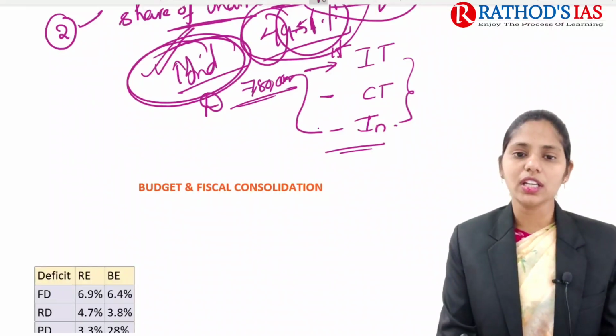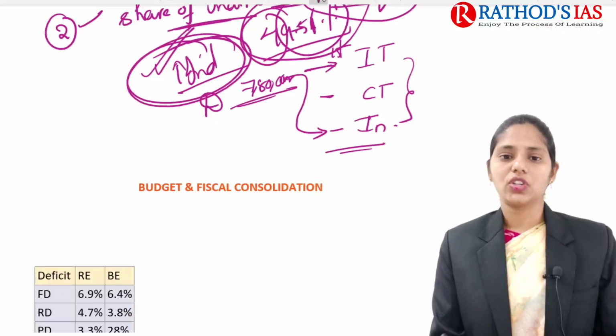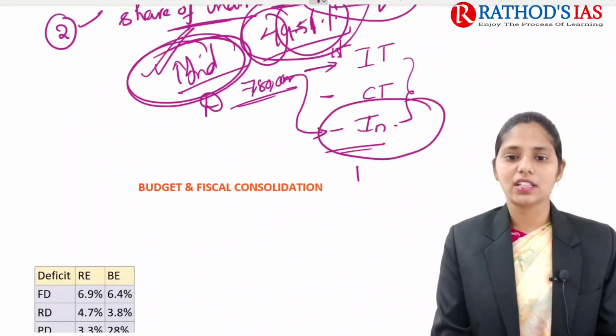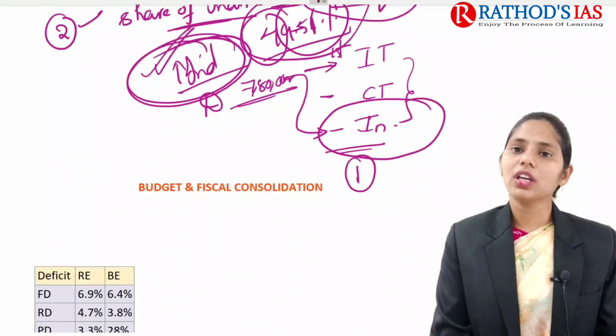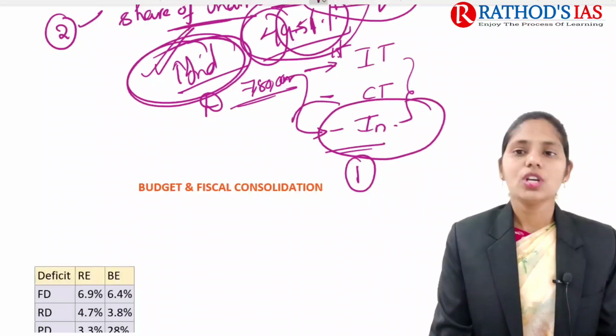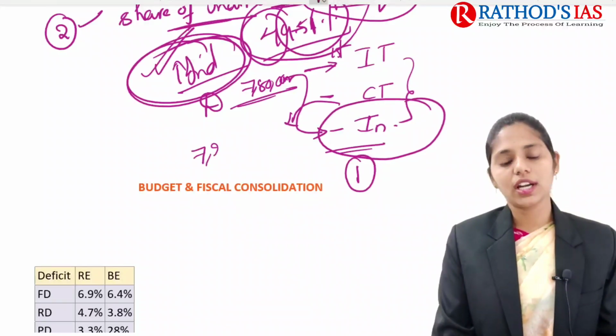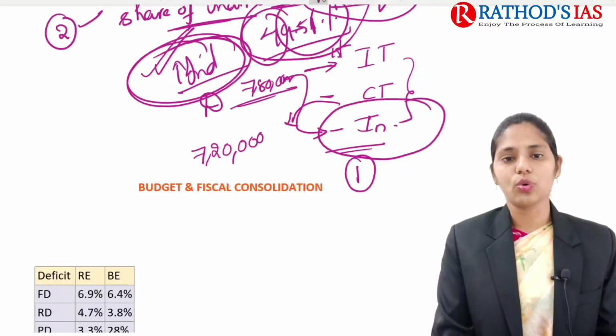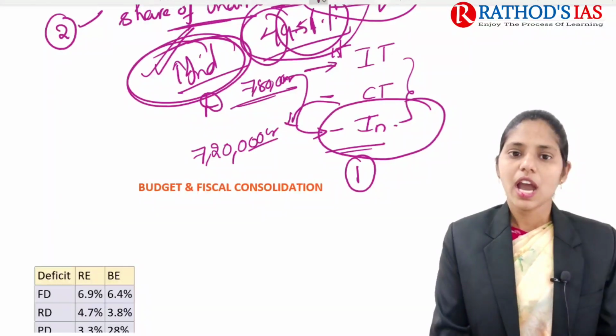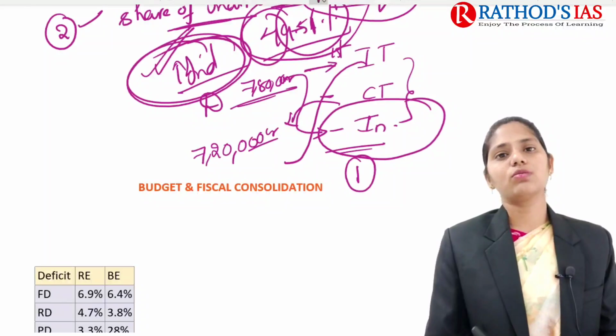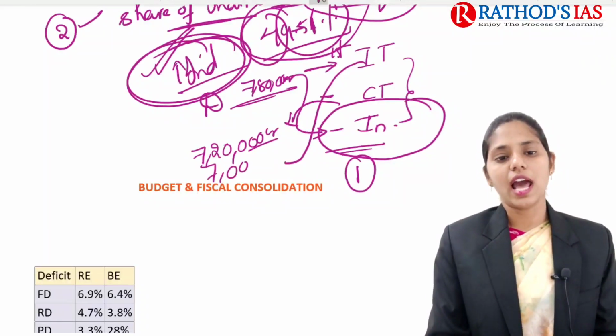From GST we are getting the highest amount of tax collection, that is indirect tax. Indirect tax is in first place. And the second one is corporate tax. From corporate tax, we are going to get like 7,20,000 crore. It is based on government projections. And from income tax, we are going to get like 7 lakh crore.